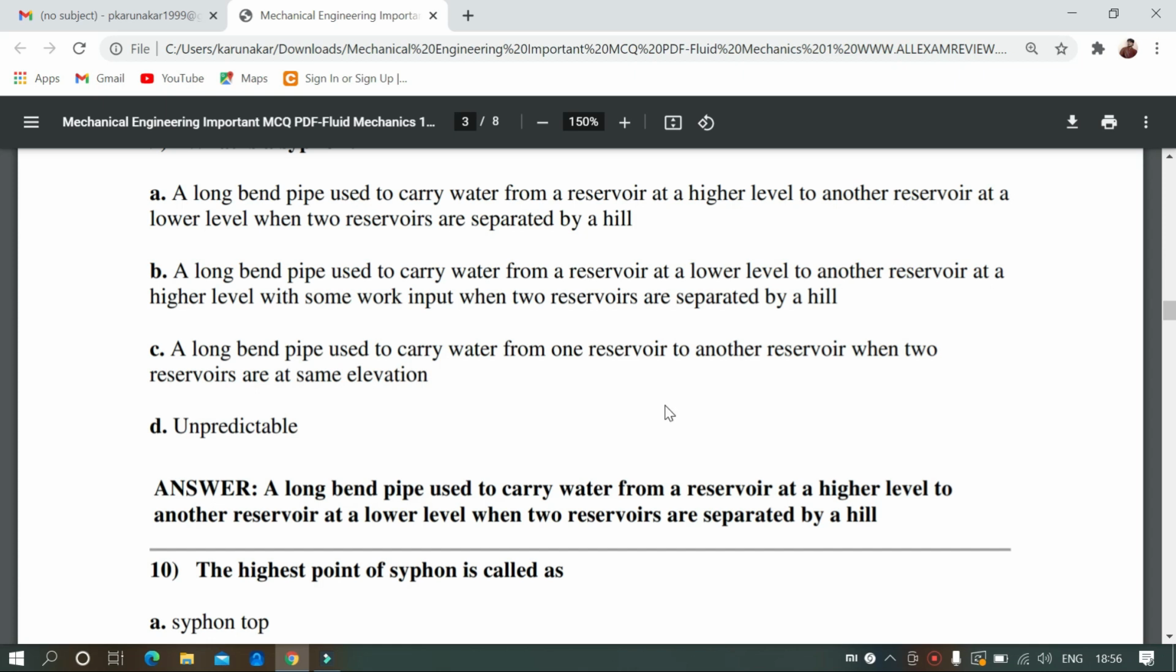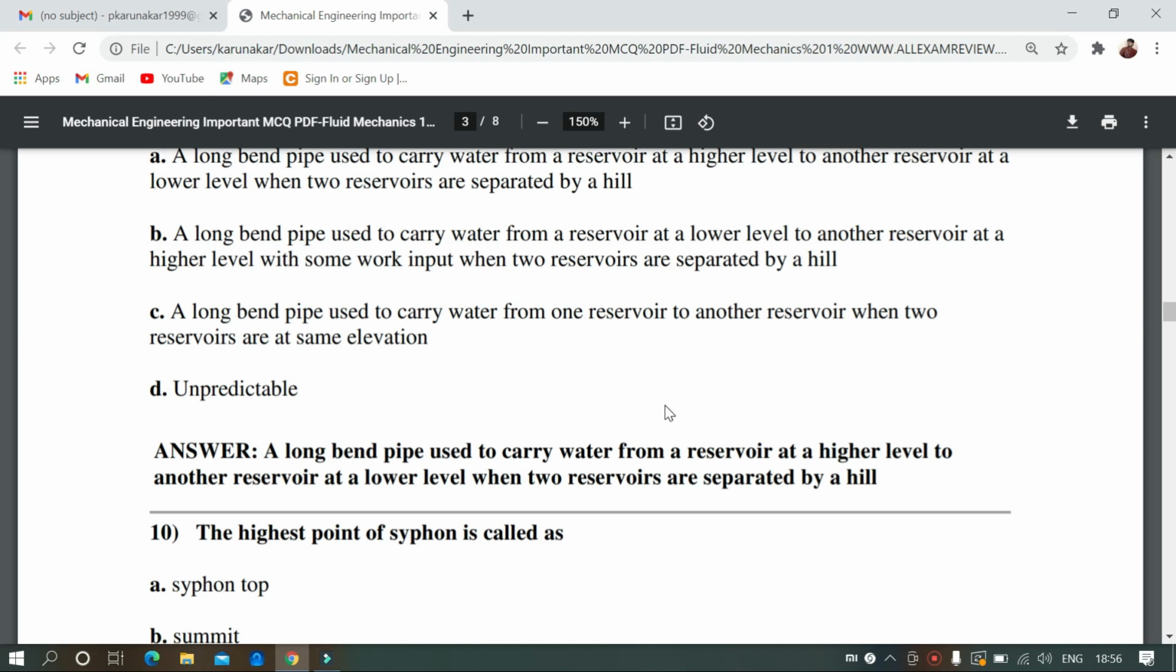So obviously, when there is a reservoir at a high level and another at a low level with a hill separating the two, a siphon tube is used to carry the water from the high level reservoir to the lower level reservoir. So guys, this is a very important question asked in ISRO, DRDO and various competitive exams.